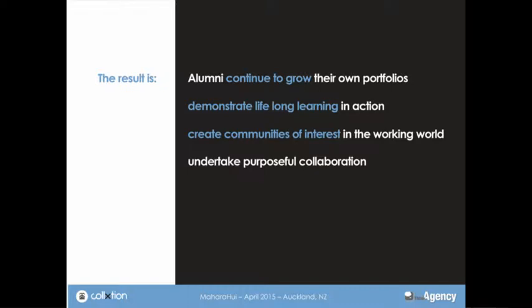So in my dream world, there will be an alumni which continues to grow their own portfolios. That would be the ultimate measure of success, that your portfolio effort and bleeding and tears actually has a result. They want to do it. And they want to demonstrate lifelong learning in action. It's not something where we are passive and waiting for, oh, there's my life and there's me learning. It's actually by doing it and rolling up your sleeves that you will continue to learn.